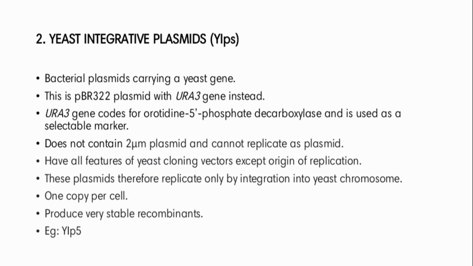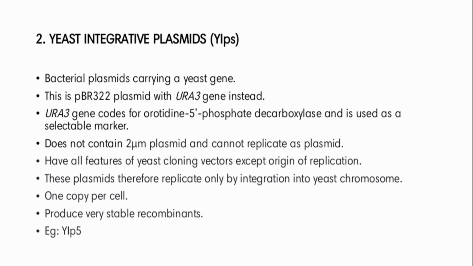The second one is the yeast integrative plasmids. It is a bacterial plasmid which carries a yeast gene, and this is the pBR322 plasmid with the URA3 gene instead. The URA3 gene is a selectable marker and it codes for orotidine 5-phosphate decarboxylase. It does not contain the 2-mu-M plasmid and cannot replicate as a plasmid, and it has all features of yeast cloning vectors except the ORI site.